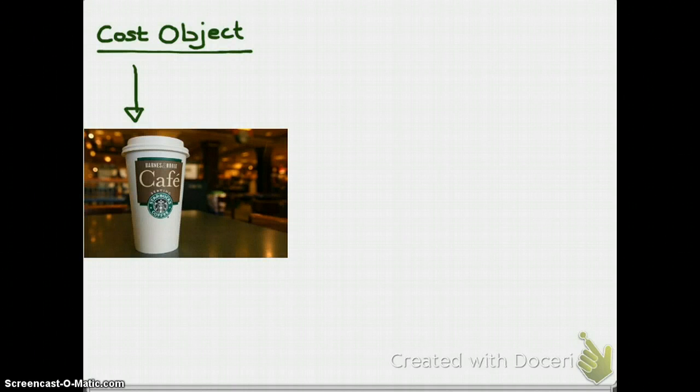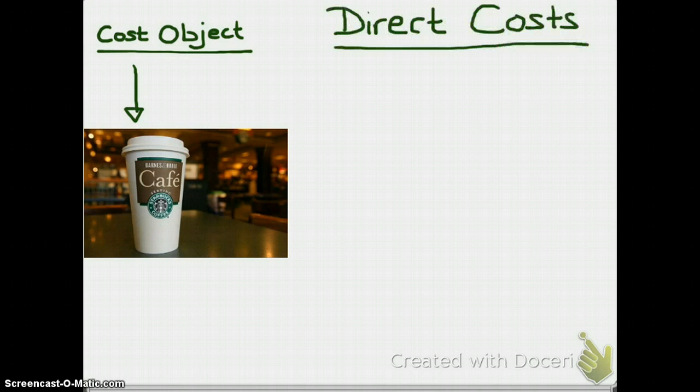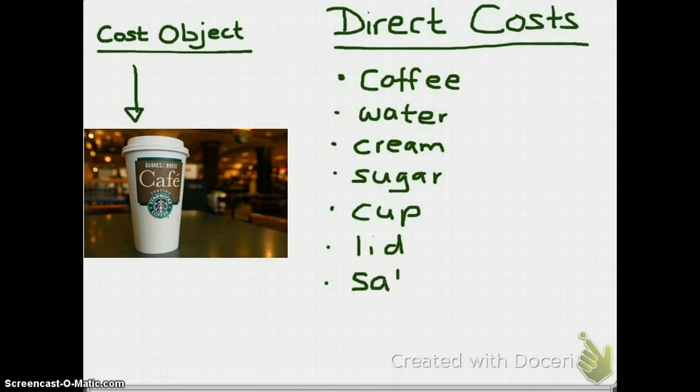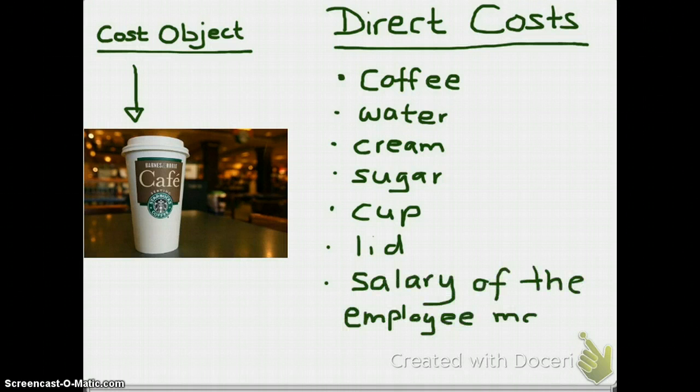Let's assume that a Starbucks cup of coffee is your cost object. What are the direct costs for this cup of coffee? Remember, the direct cost can be directly traced to this cup of coffee. We can trace coffee beans, we can trace water, also cream, the sugar, the actual cup and lid, and also the salary of the employee that made and served you the coffee. All those are costs that can be traced to your cup of coffee.